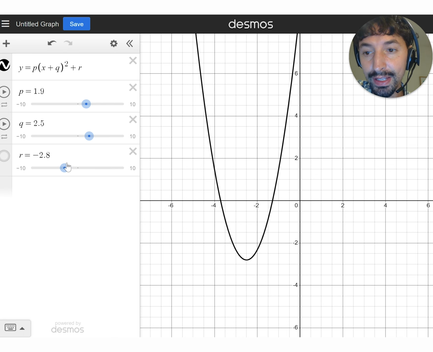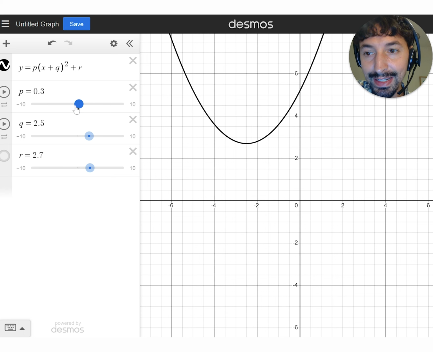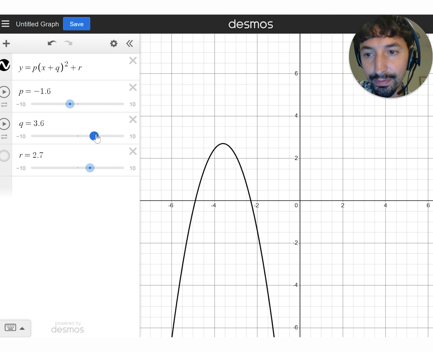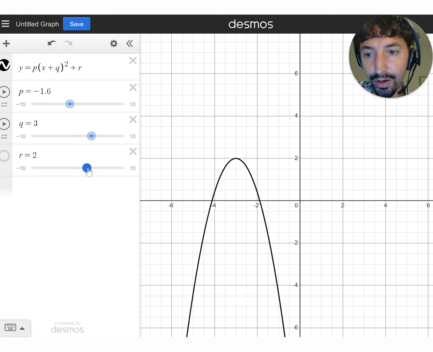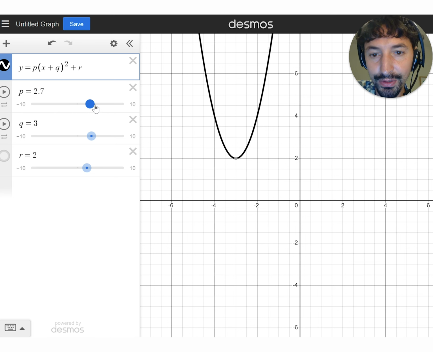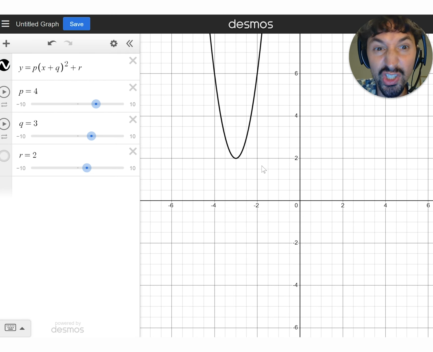Now crucially, if I make p negative, you can see that negative p actually gives us a maximum coordinate. So if I make q 3, and r 2, we've got a maximum value at (-3, 2), so it's the negative of the q. But because p is negative, this is actually a maximum value. It gives us this sad face negative quadratic shape. So negative gives us a maximum, and positive gives us a minimum. That's how we're going to use this to find the specific equation for our curve.